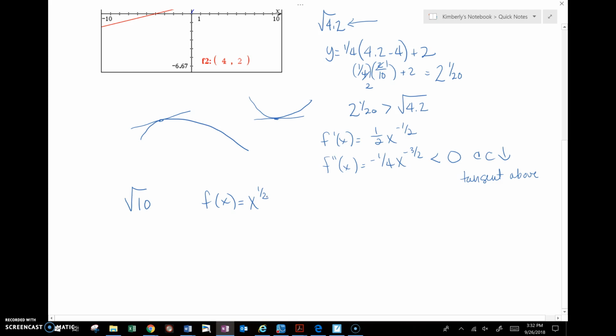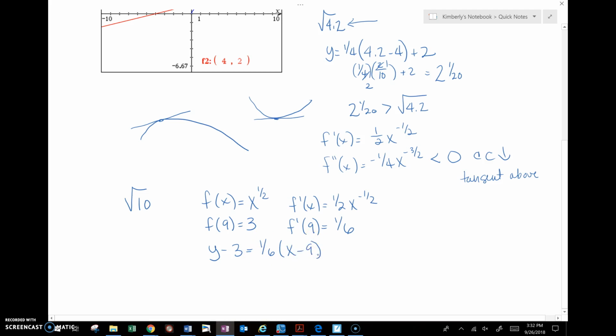Then I'm going to find a value that I know the square root of. So that would be 9. f of 9 is 3. So without drawing the picture, I'm going to use the point (9, 3). My derivative, which is 1/2 x to the negative 1/2, I plug in 9 to get my slope, and I get 1/6. And so my tangent line approximation is going to start with y minus 3 equals 1/6 times x minus 9.